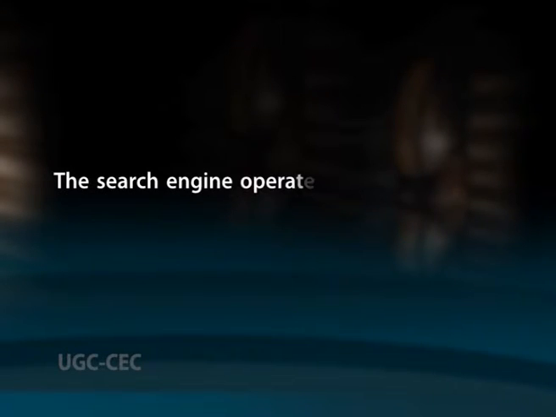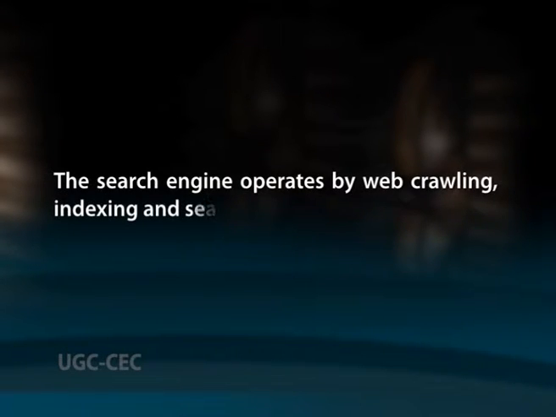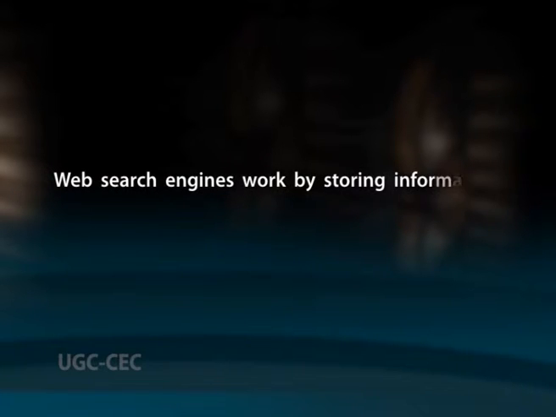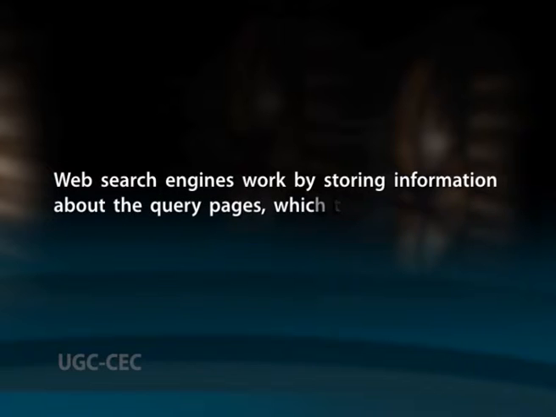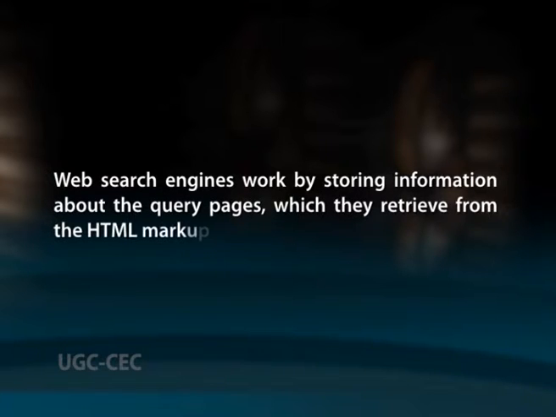A software system that is designed to search for information on the World Wide Web is called a search engine, which is the most important part of the net. The search engine operates by web crawling, indexing and searching. Web search engines work by storing information about the pages which they retrieve from the HTML markup of the pages. HTTP is an application layer protocol designed within the framework of the Internet Protocol Suite.